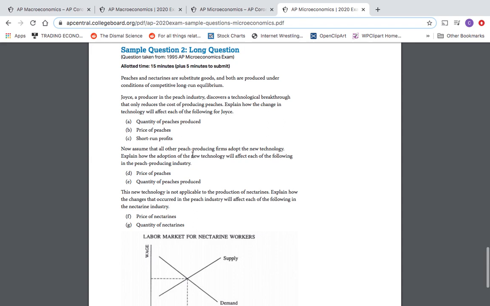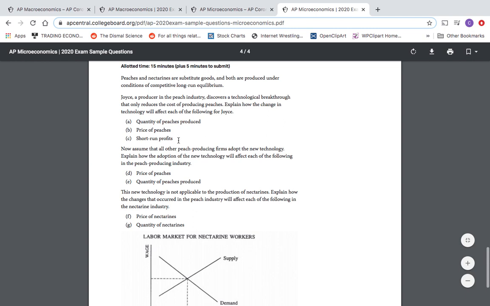It says assume that all peach-producing firms adopt the new technology. There's a greater supply in the market, and that would affect the prices of peaches in that market and the quantity of the peaches produced. So see the difference? They want the one competitive firm with the Joyce situation versus the entire market here with the technology. That's a common theme that's popped up many times on the micro free responses in recent years.